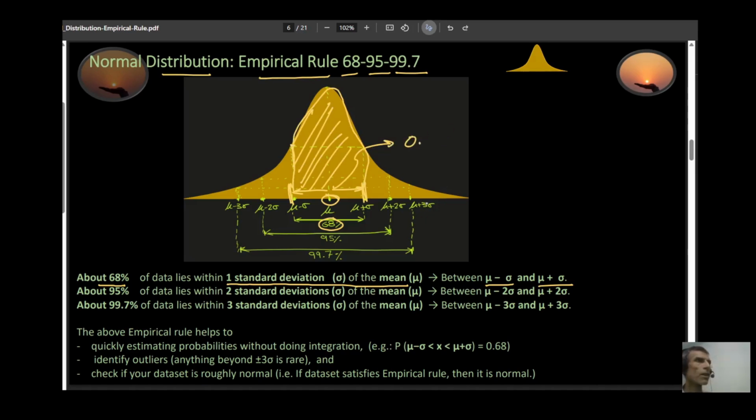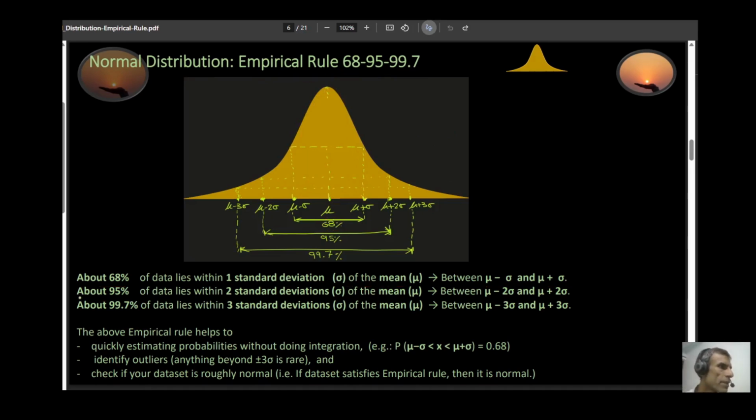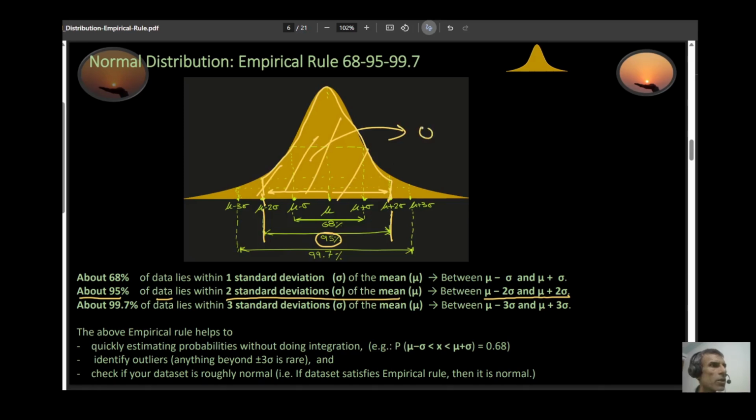The next rule, which is 95, says that about 95% of my data lies within two standard deviations of the mean. In other words, between mu minus 2 sigma and mu plus 2 sigma. So if you go 2 sigma in this direction, this is your mu minus 2 sigma, and 2 sigma in the other direction, where sigma is your standard deviation, then approximately 95% of my data is going to be lying in between these two values. If you calculate the area between here and there, this whole area will come out to be 0.95.